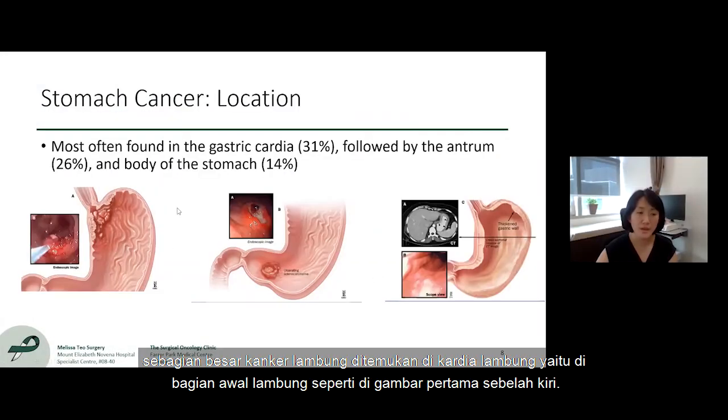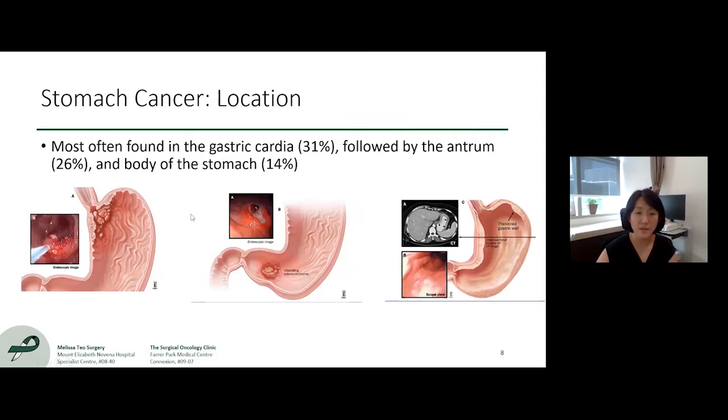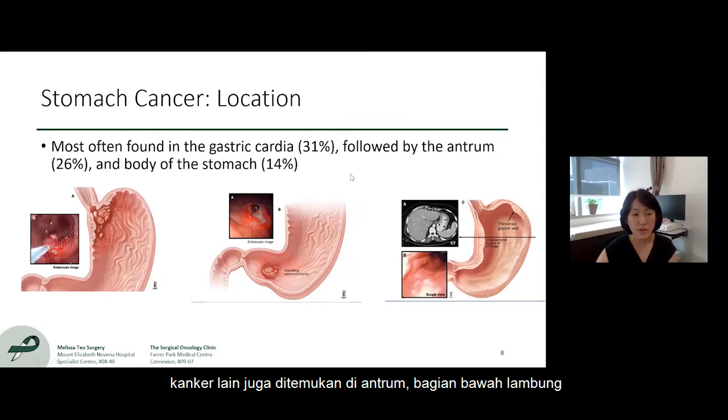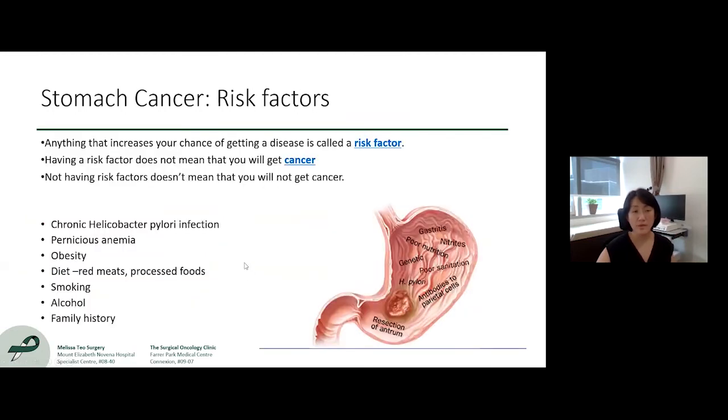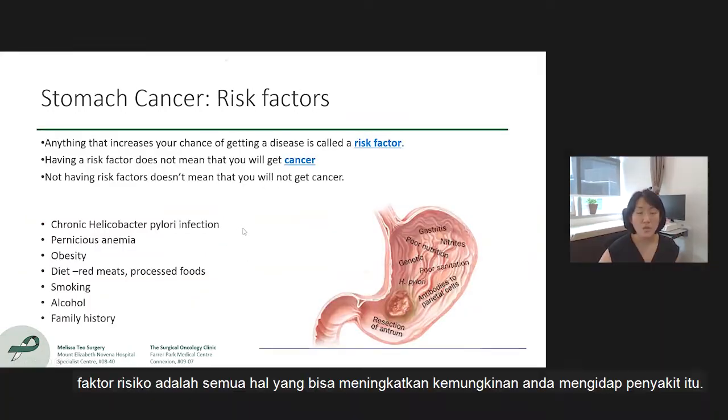So stomach cancers are mostly found, a third of them are found in the gastric cardia, which is, if you remember, the first part of the stomach, like in this first picture on the left. Then another third are found in the antrum, or the lower part of the stomach. And then the rest are found in different parts of the stomach, with the highest number being in the body of the stomach. The risk factors associated with stomach cancers.